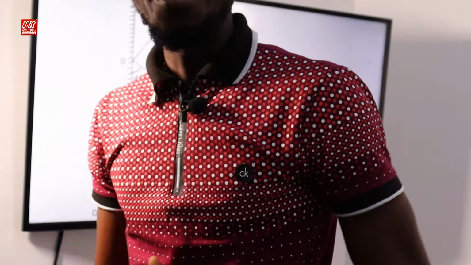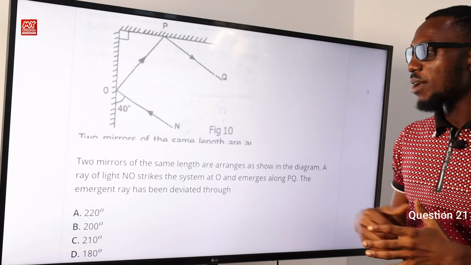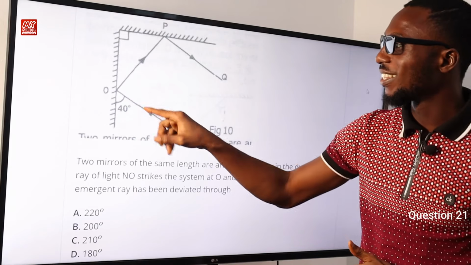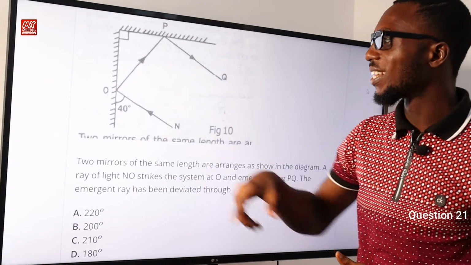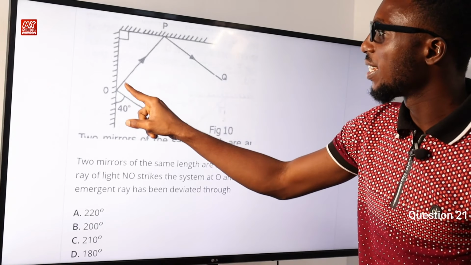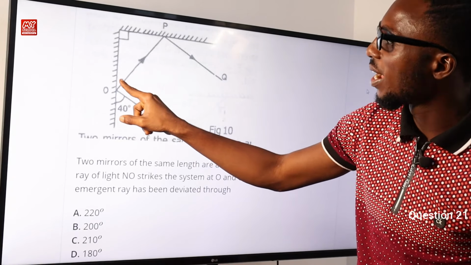A ray of light NO strikes the system at point O, okay, and emerges along PQ. The emergent ray has been deviated through how many degrees? Okay, so when you look at this, it should give you a clue that we are looking at something supplementary, which is 180, but nevertheless you are seeing a kind of angle being formed and another angle being formed at this point. So this is 40, this is 40.